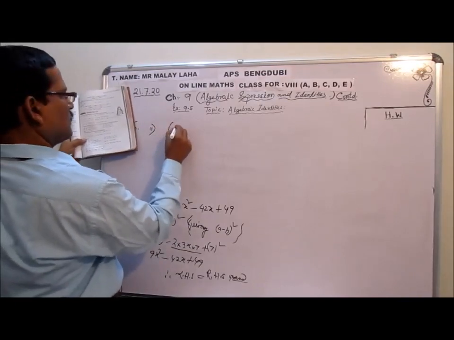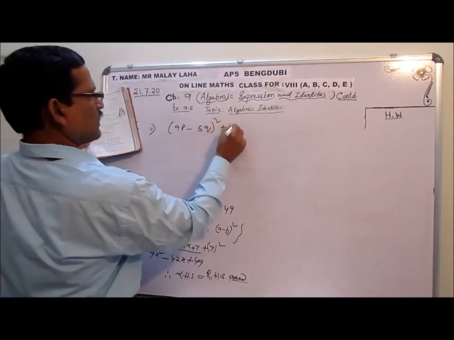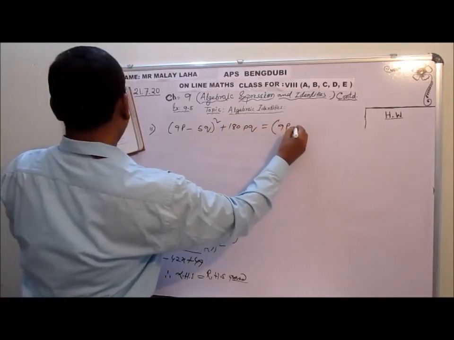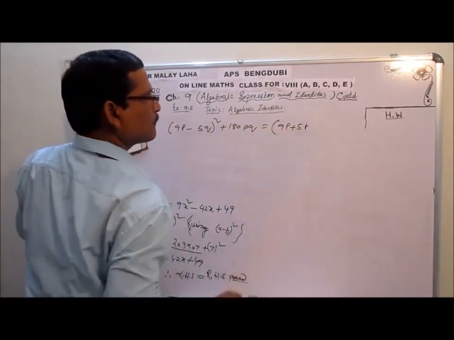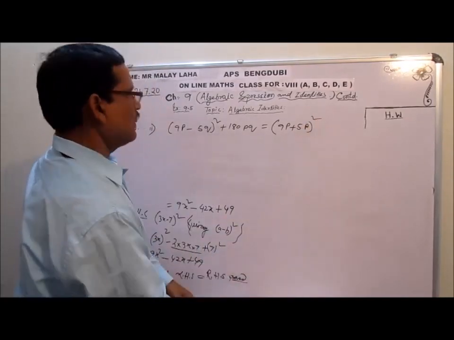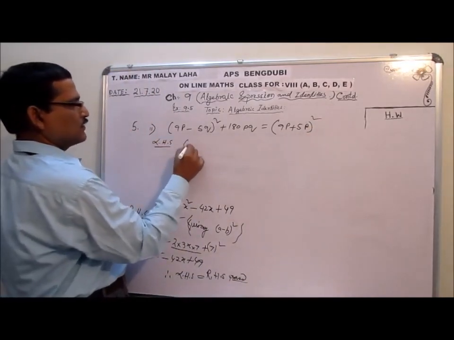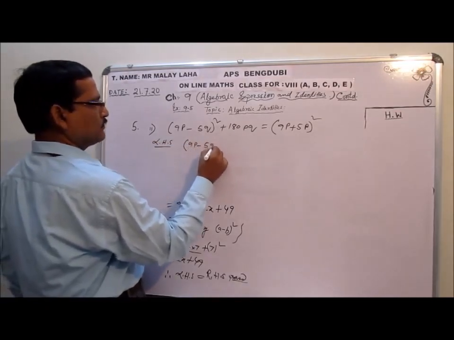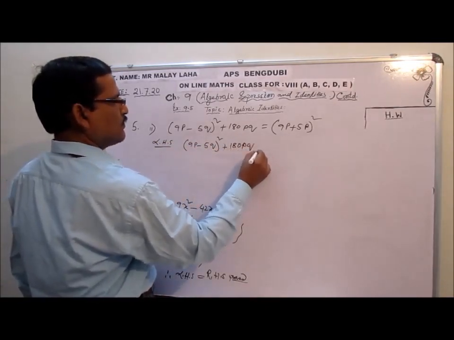So (9p minus 5q) whole square plus 180pq equals (9p plus 5q) whole square. Okay. Now taking the left hand side, LHS, so (9p minus 5q) whole square plus 180pq. Only this part you have to keep on writing.